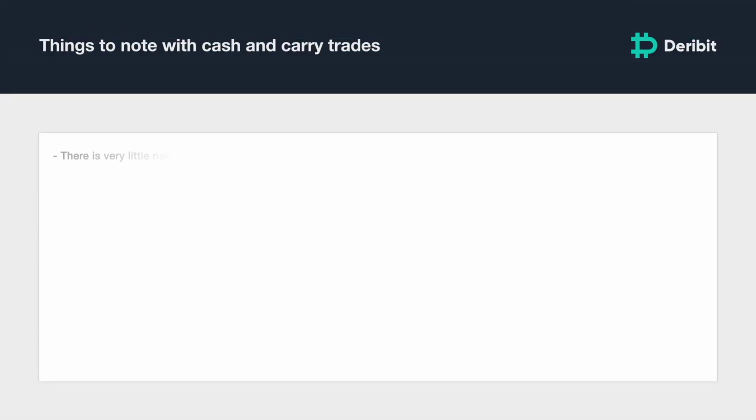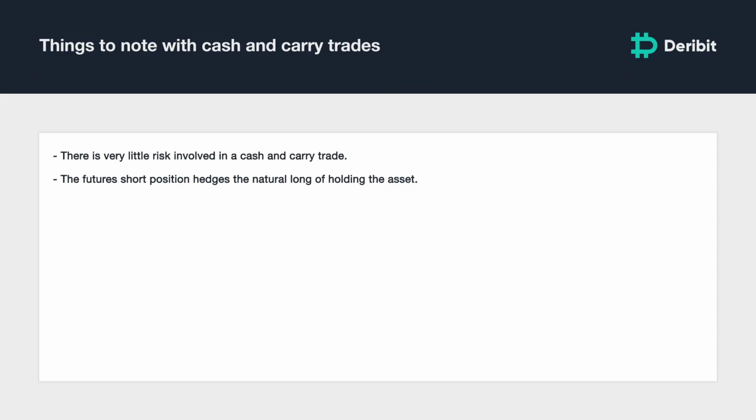As you can see, there is very little risk involved in this kind of trade. Although you have purchased the asset, your short completely hedges this long exposure, so you're not exposed to price movements. However, it's worth bearing in mind that you do have at least some of your funds stored on an exchange to use as collateral for the futures short, so you do have some counterparty risk.